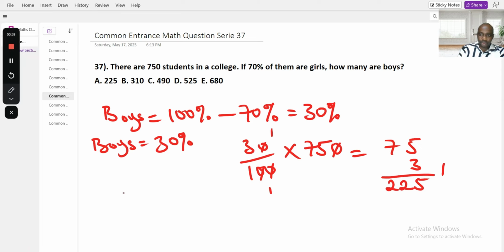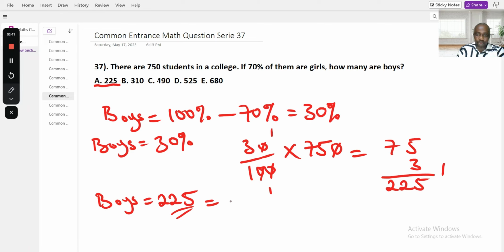Therefore, the total number of the boys is 225 students. Do you have 225 there? Yes. A. Our final answer is 225 students. Let's move to the next question.